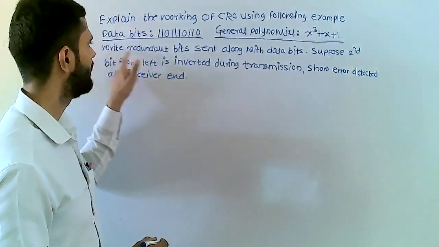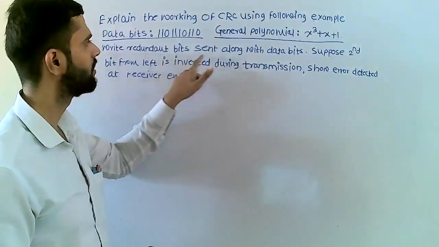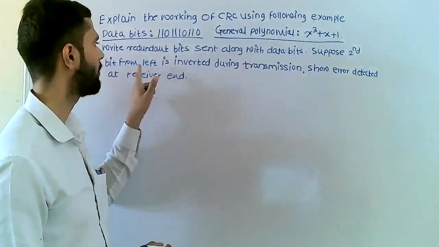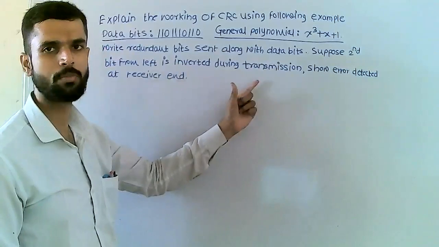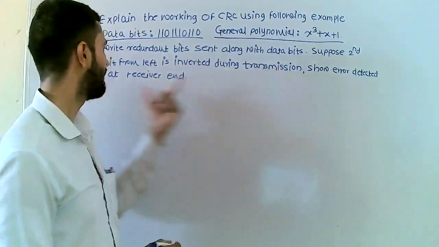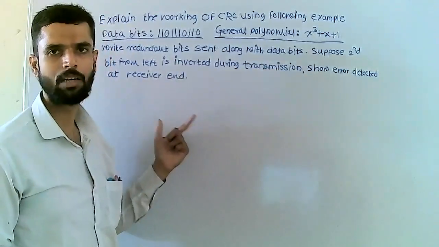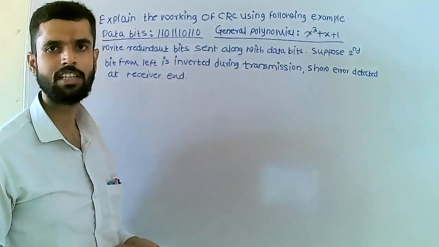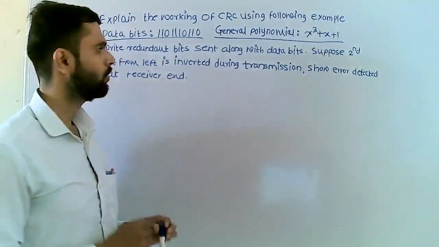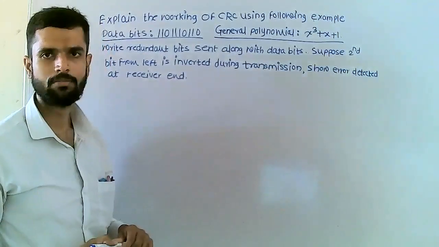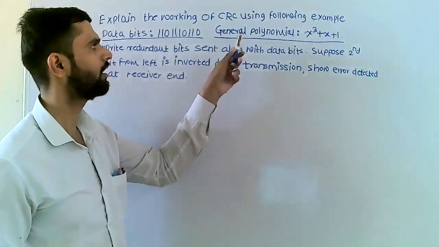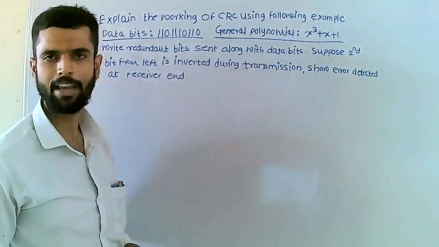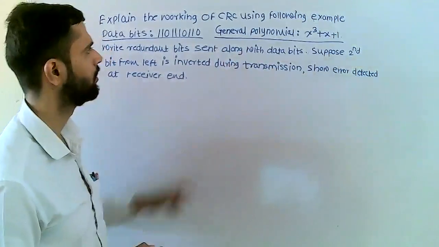They have further asked us to write the redundant bits sent along with the data bits. Suppose the second bit from the left is inverted during transmission. Show the error detected at the receiver end. That means we have to show that the error has been detected at the receiver end. So in order to solve this example, we have to convert this general polynomial form into binary form.